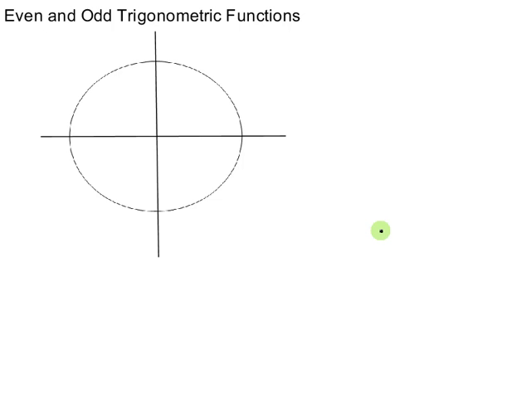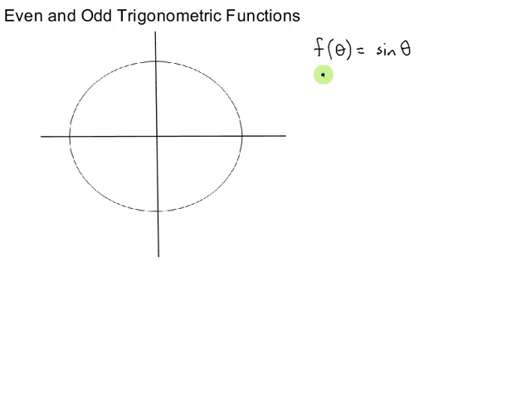Alright, let's discuss the six trigonometric functions and whether they're even or odd. And we'll begin with the sine function. So we're looking at, let's say, f of theta. Let's say the input to the function is an angle theta, since we're dealing with the trig functions. And I want to determine if this function is even or odd.